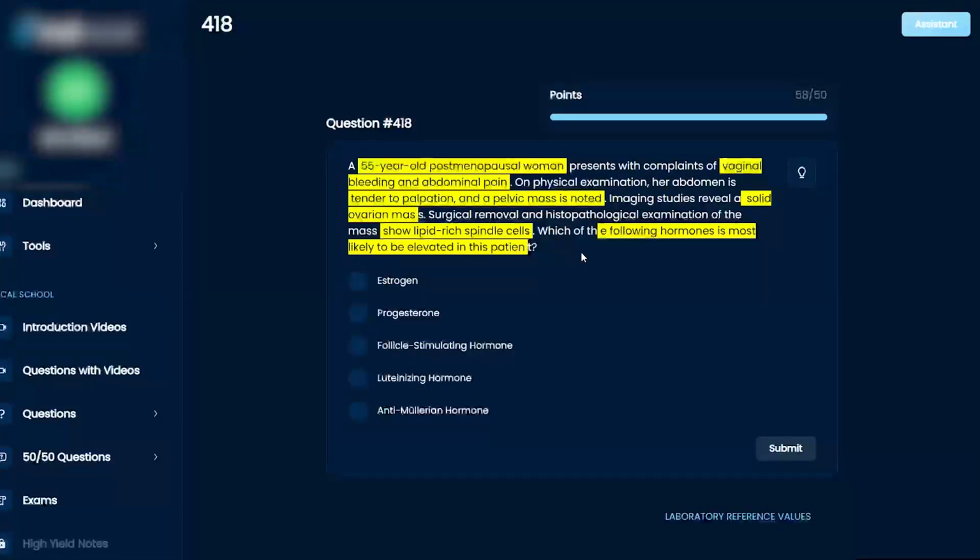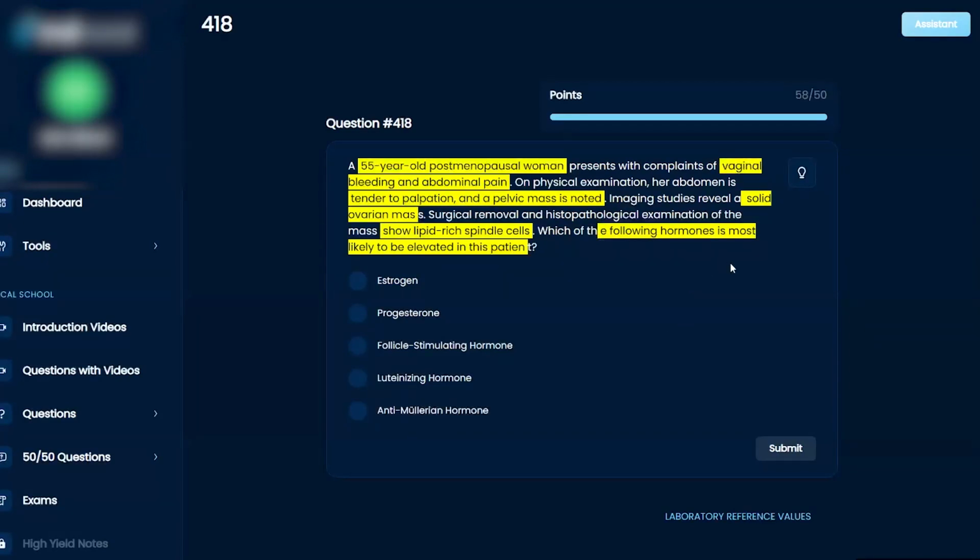Okay, the fun part is not remembering that histology. Lipid-rich spindle cells, it really doesn't match with any sort of your surface epithelial cell tumors. Let's see. So then you have your germ cell tumors and you have your sex cord stroma tumors. It really doesn't match with any of those. And considering we're talking about hormones, it's probably a sex cord stroma tumor.